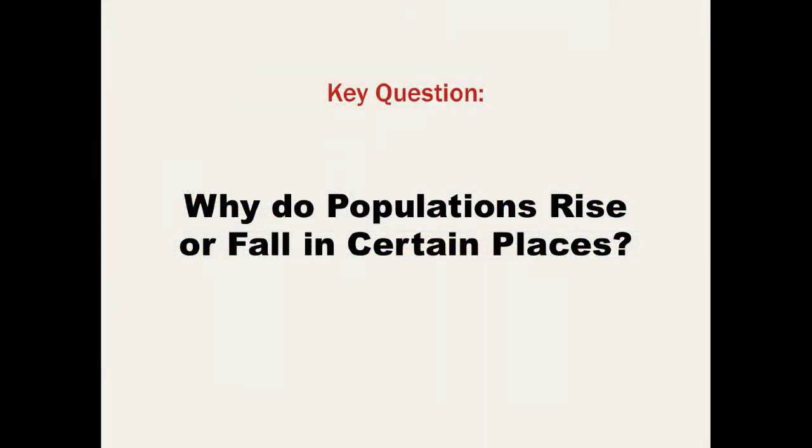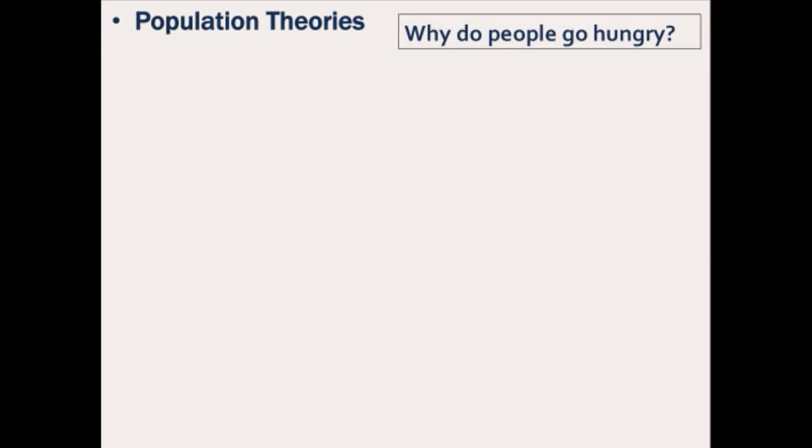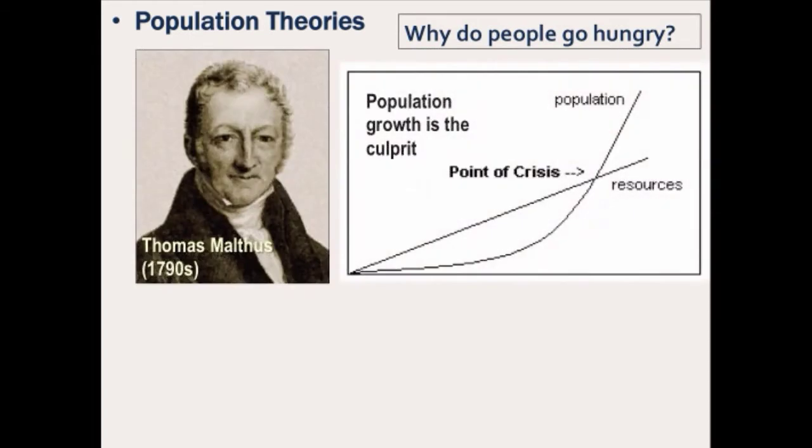In this video, we're going to see this key question, which asks, why do populations rise or fall in certain places? And one of the overarching questions we look at is, why do people go hungry? One of the most famous theories was proposed by Thomas Malthus back in the 1790s. He contended that food increased arithmetically or linearly. However, human reproduction increased geometrically or exponentially. So according to Malthus, population growth was the culprit as to why people went hungry. And despite natural checks on the population, such as famines, epidemics, or so on, overpopulation would persist.